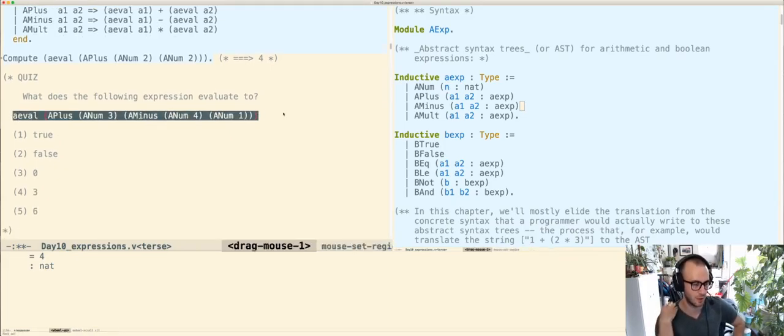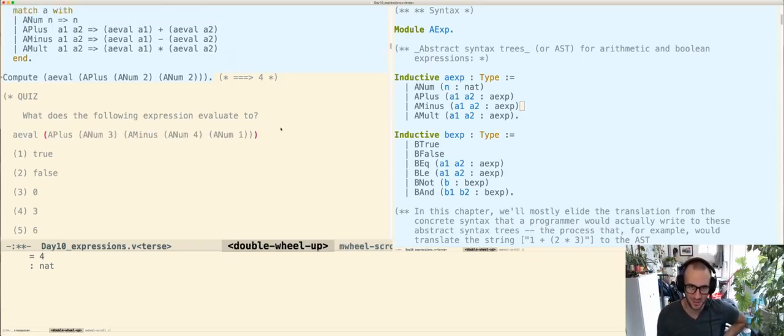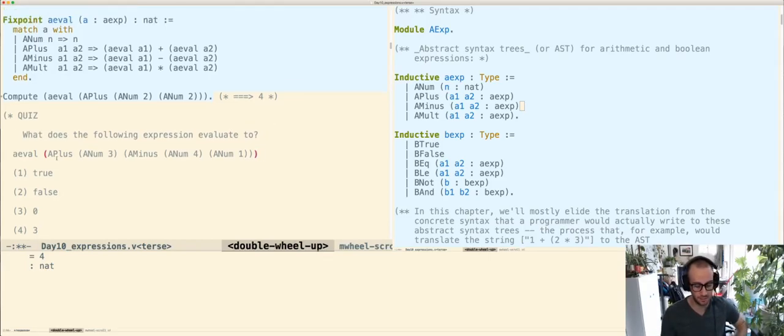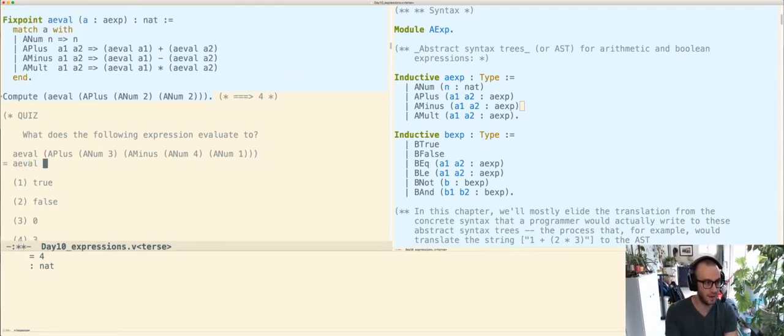Aeval, and then here's this expression. Pause the video. So there's 2 ways to solve this. There's the honest way, and there's the way I just told you not to do. So the honest way would be to say, well, let's plug it in. This is going to be equal to aeval anum3 plus aeval, and then this guy.